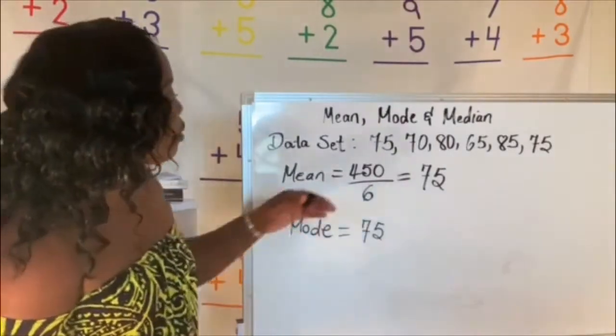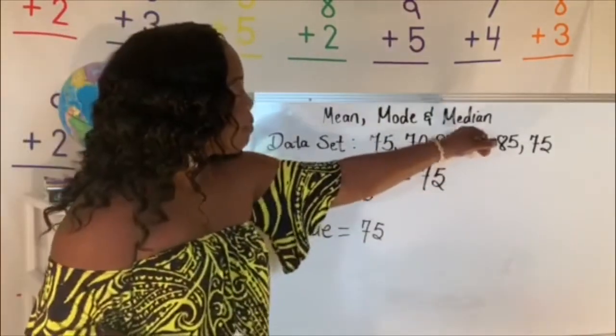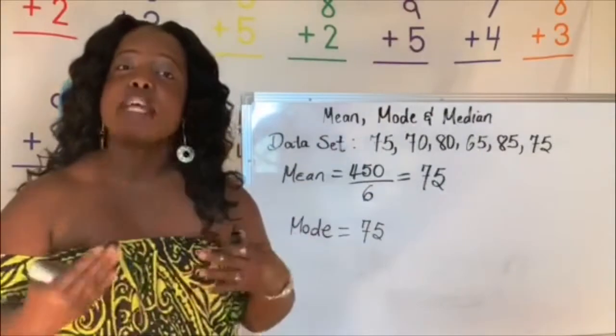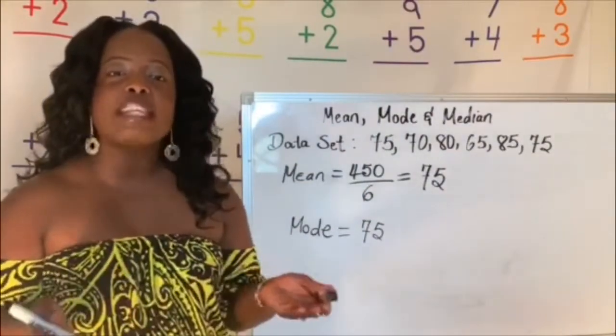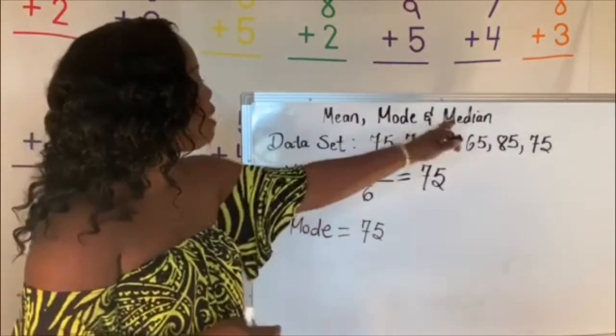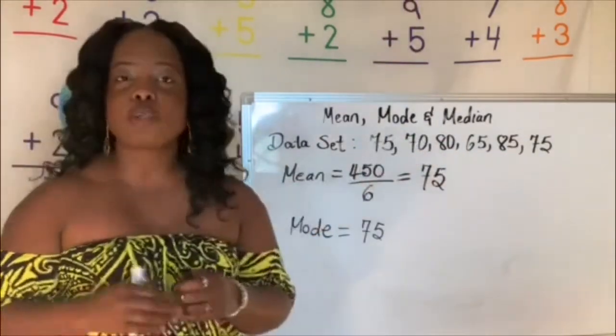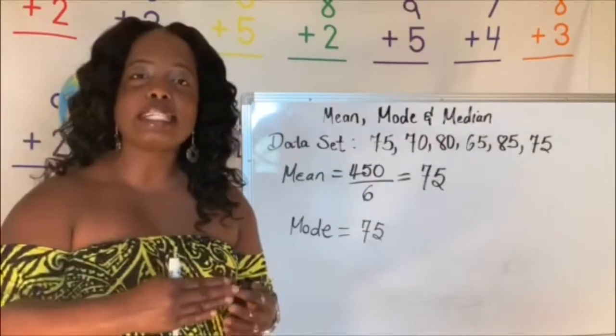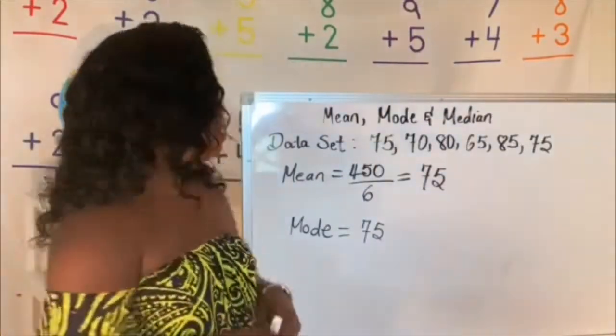The last thing we're going to look at is our median. And when you think about the word median, think middle. Think about that number that falls in the middle of your data set. Before we can figure out what the median is, however, we have to first organize the numbers from least to greatest. So let's go ahead and get that done.